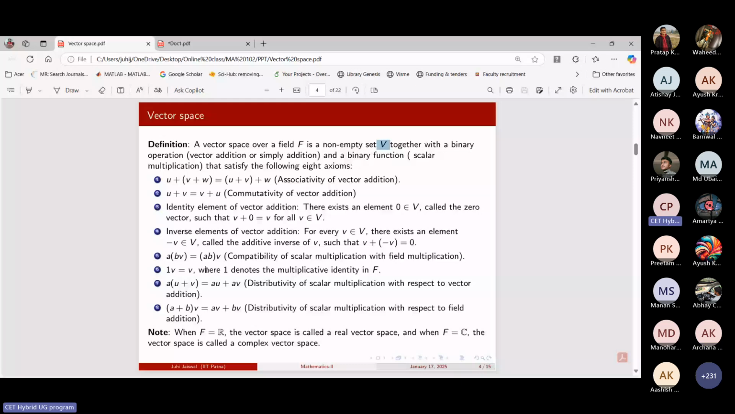And the next one says compatibility of scalar multiplication with respect to field multiplication, which says A into (B v) is equal to (AB) into v. Means either we multiply B with v first and then multiply A, or we first multiply A and B and then multiply v. The resultant will be same. The sixth property says 1 into v is equal to v, where 1 denotes the multiplicative identity in F, means the field.